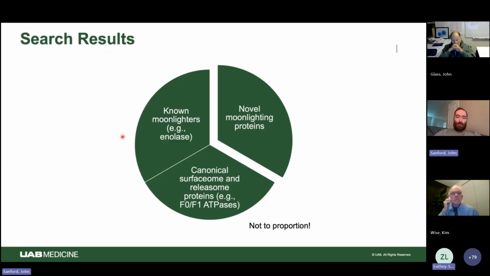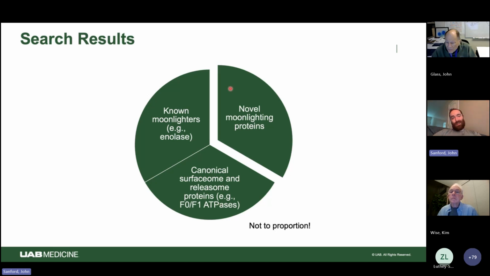So when we look through these data sets, I categorize them as three potential groups. We have the known moonlighting proteins like enolase. We have things that canonically should be annotated on the surface, think anything that annotates as a lipoprotein, these ATPases, and things like that. We also believe we have some novel ones.